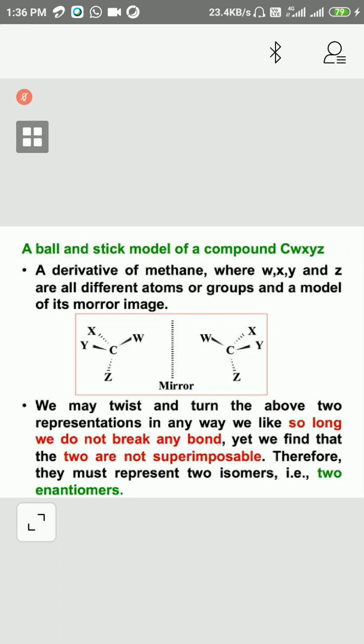Here you can see one example, a derivative of methane. Four different groups are there. If you see the mirror plane of each other, this molecule, and if you try to superimpose this by any rotation without breaking the bond, they are not superimposed. So these two are enantiomers.